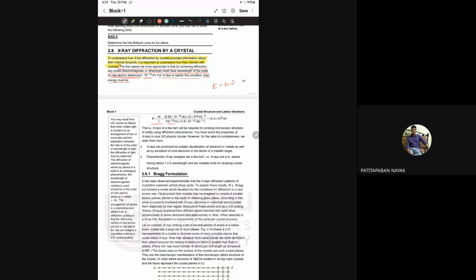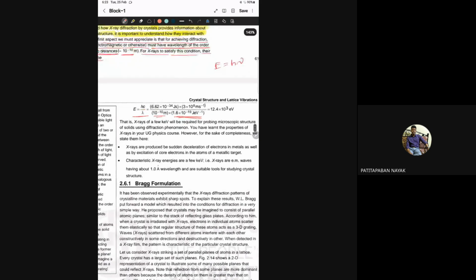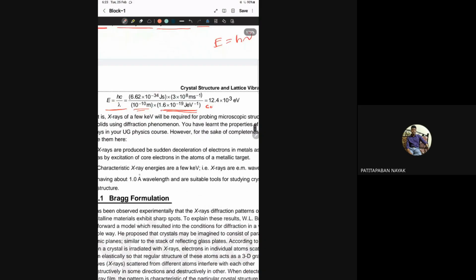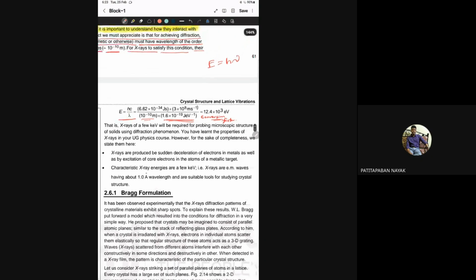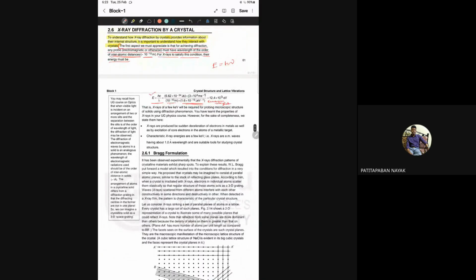Now, this 1.6 into 10 to the power minus 19 joule per electron volt is a conversion factor. Let me write down the conversion factor for going from joule to electron volt, because here the energy is expressed in terms of electron volt. If you calculate it, you will find 12.4 into 10 to the power 3 electron volt.